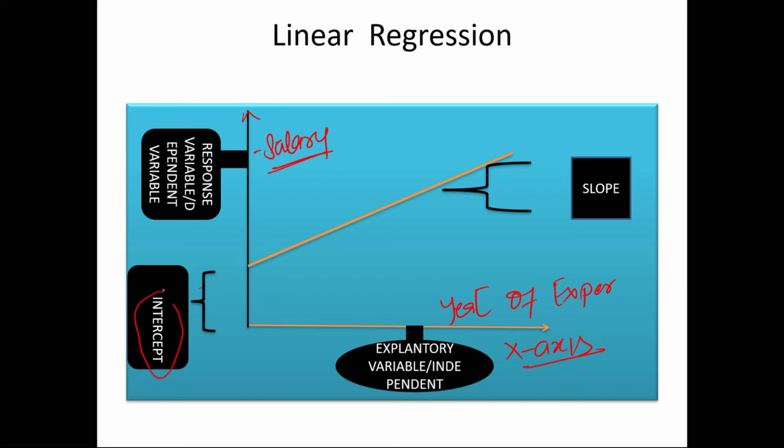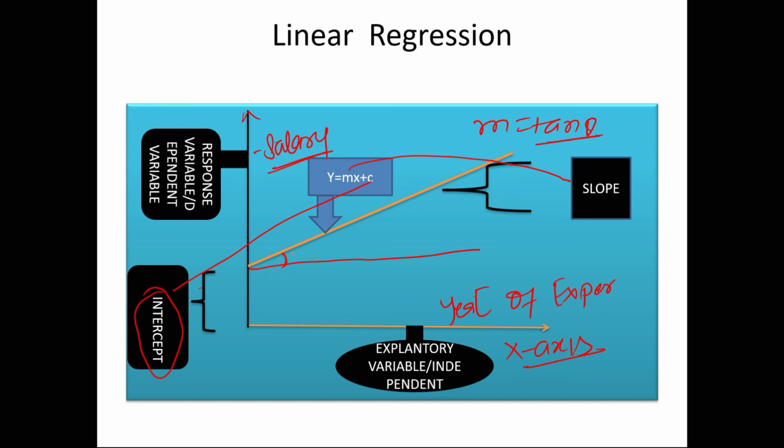So what is the intercept? Now this straight line is called y equals mx plus c. So c is your intercept, m is the slope. So what is the slope? Slope is m equals tan theta. So what is tan theta? Tan theta is basically the angle between these two lines.